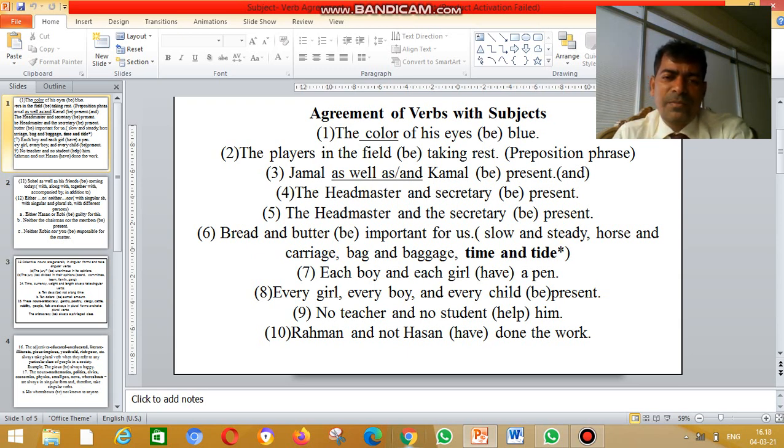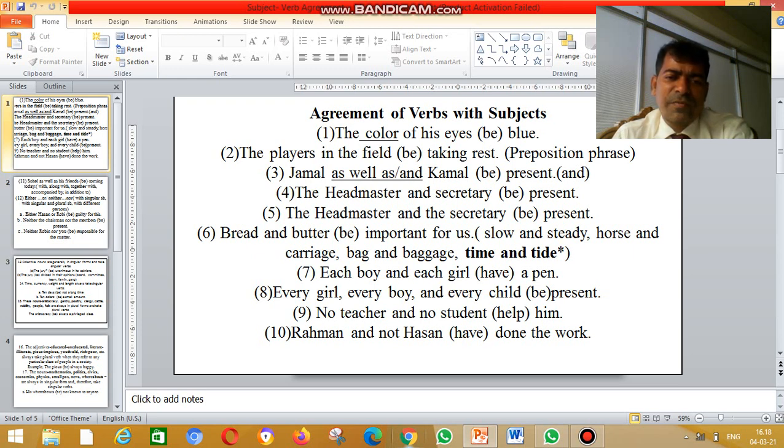So remember that, please. Sentence number 4, the headmaster and secretary. Here both indicate the same person, the headmaster and secretary, one person. So the verb within the bracket should be is. The headmaster and secretary is present.